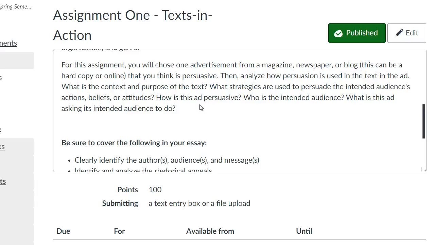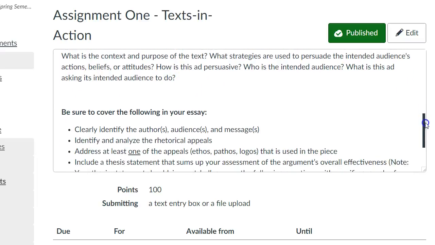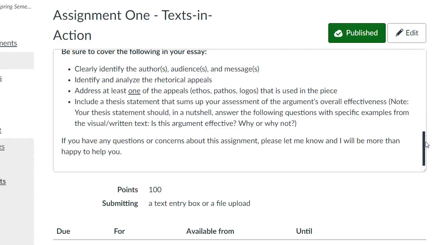Who's the intended audience? Sometimes an ad is targeting people, and you can tell that it's clearly targeting teenagers or children. For instance, if it's an ad for a toy, you might see that it's targeting children under the age of 10. If it were for something like a life alert necklace, obviously you know that that is for someone who is probably over 70. So I want you to think about those things, and also think about what the ad is asking its intended audience to do. These are things that you need to make sure that you cover within your paper in order to be successful.